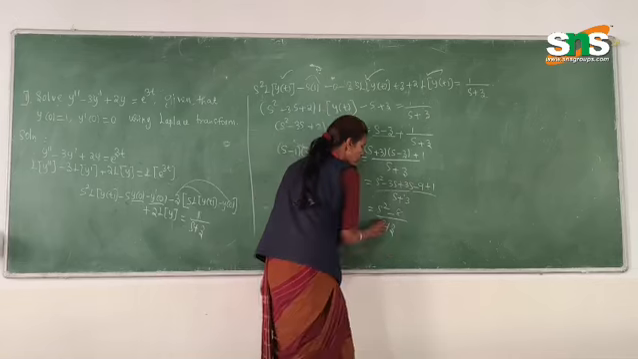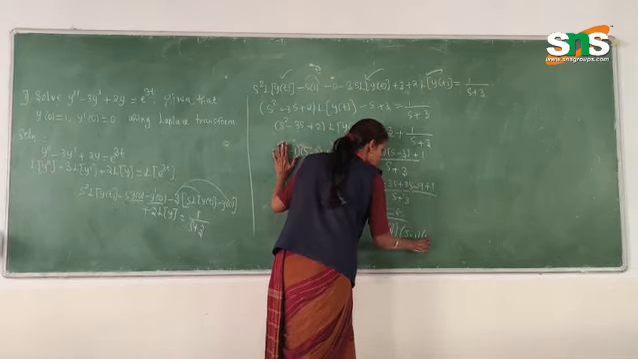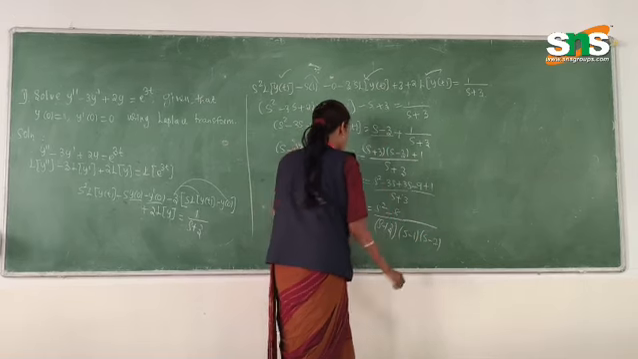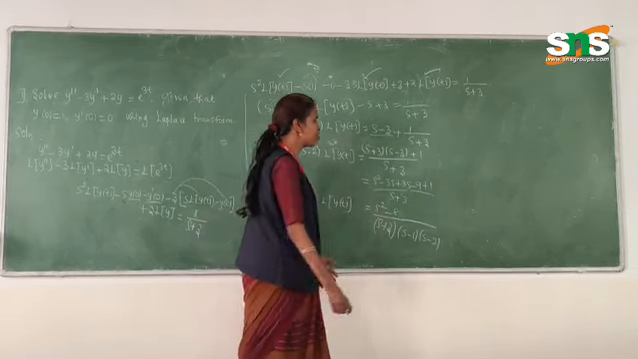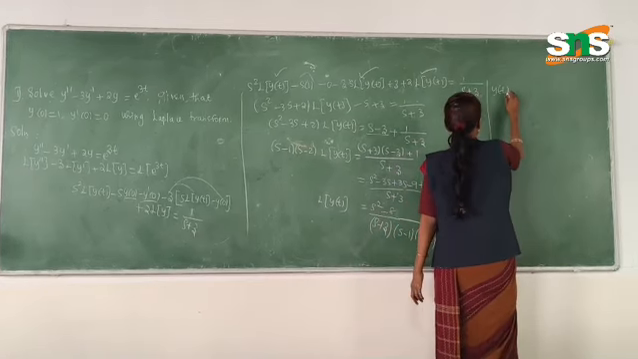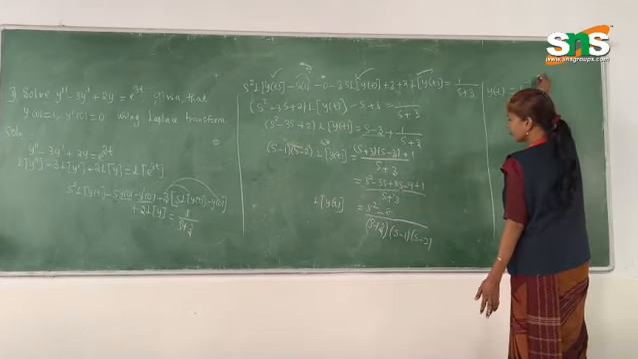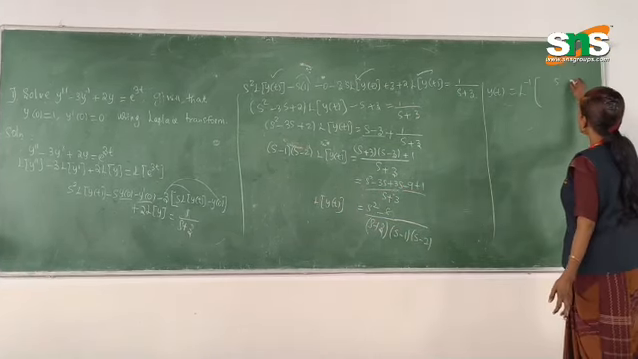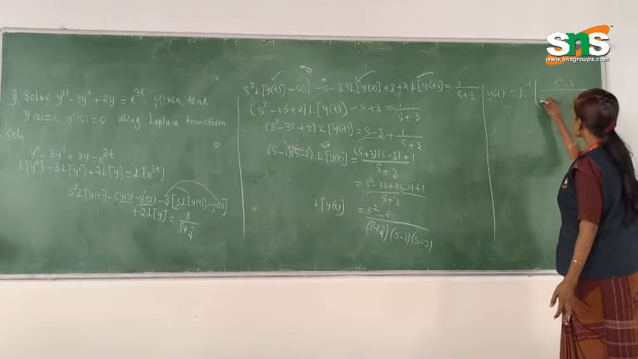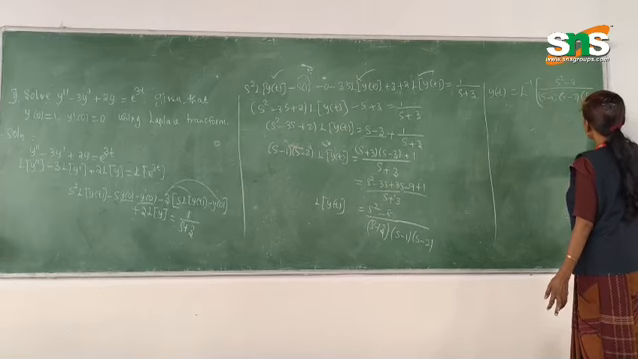bring this factor. Already we have a factor, now we write s minus 1 and s minus 2. So this is L of y of t. Finally, we need to find y of t, and y of t is what? Just bring this L to the right side. So it becomes L inverse of s square minus 8 by s minus 1, s minus 2, s plus 3.